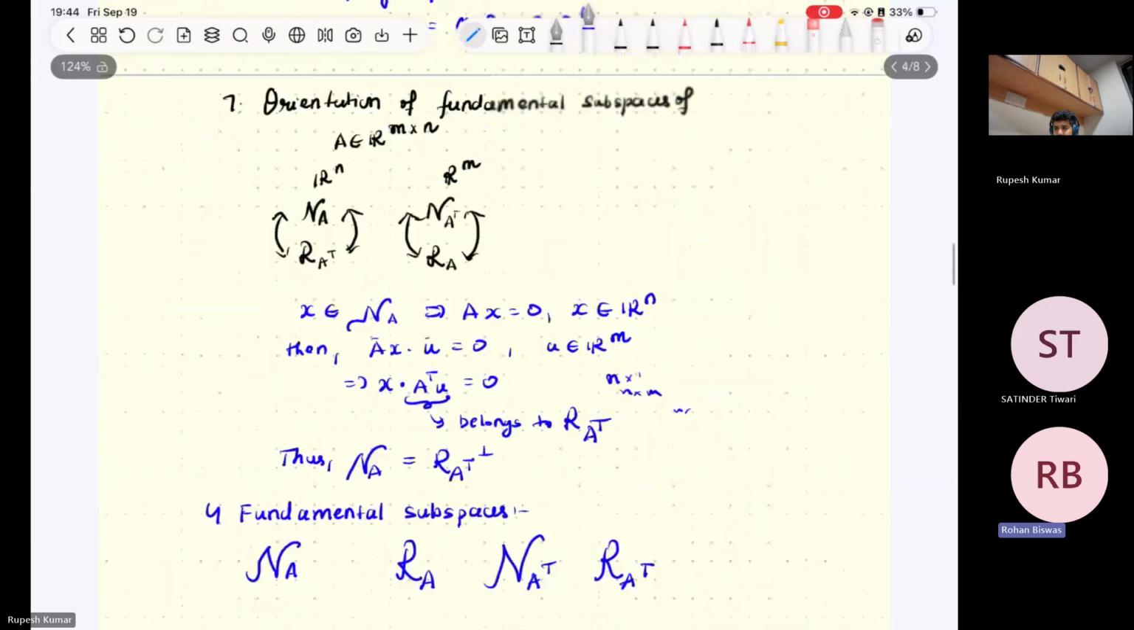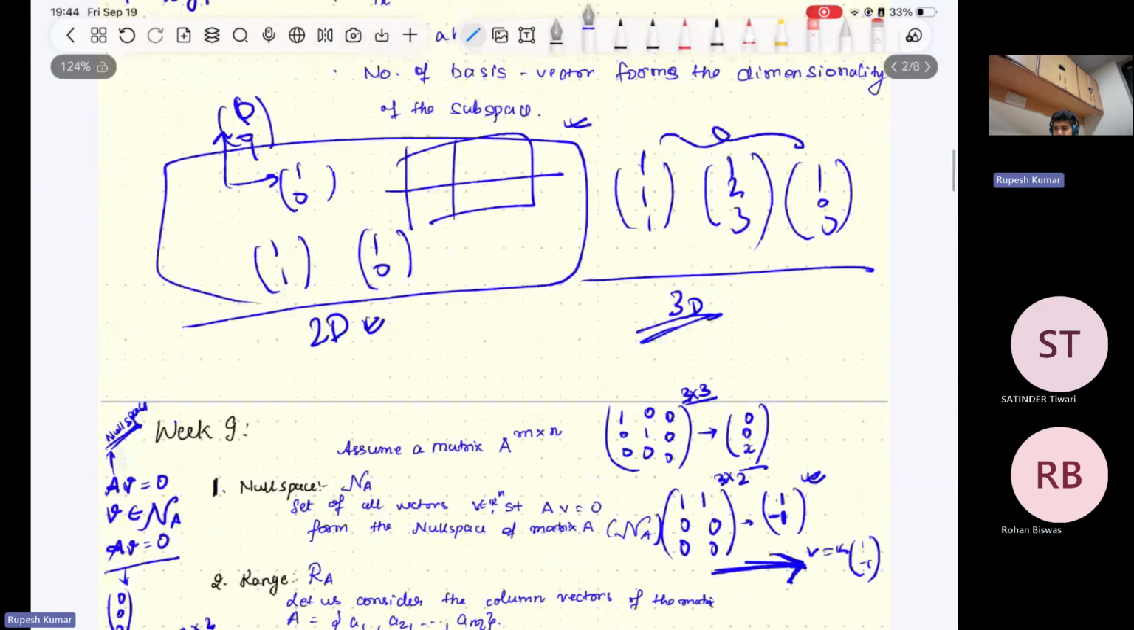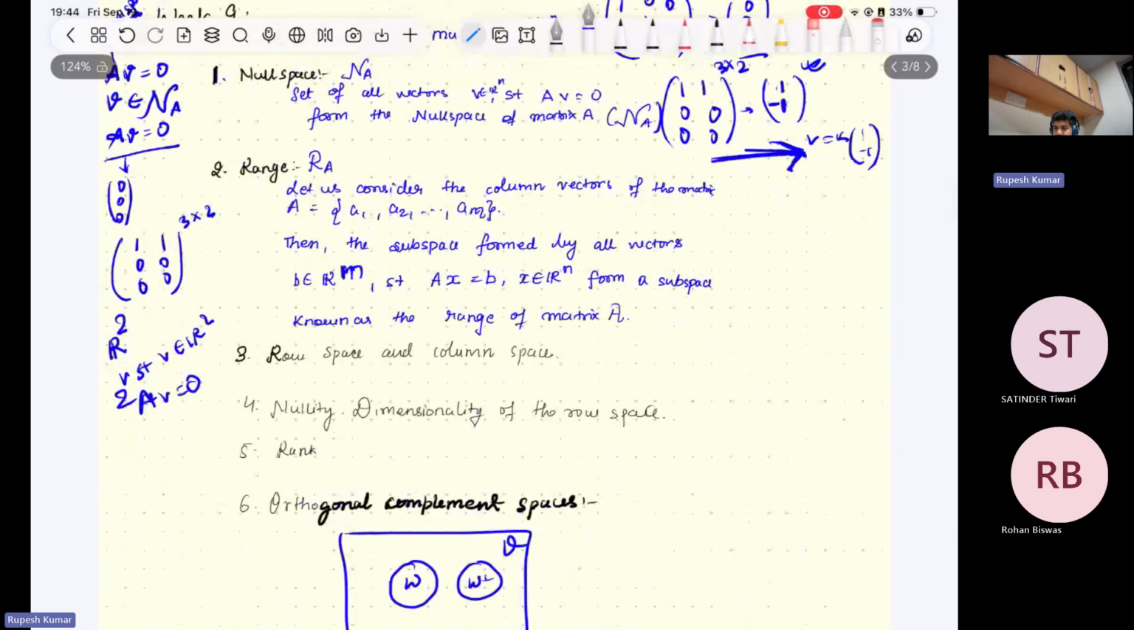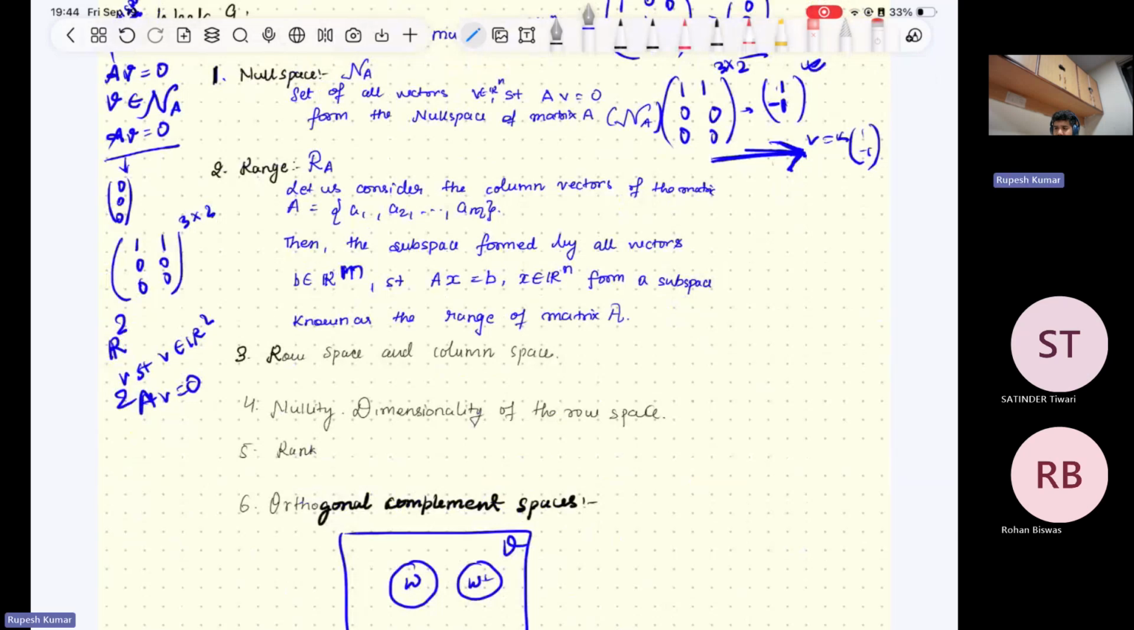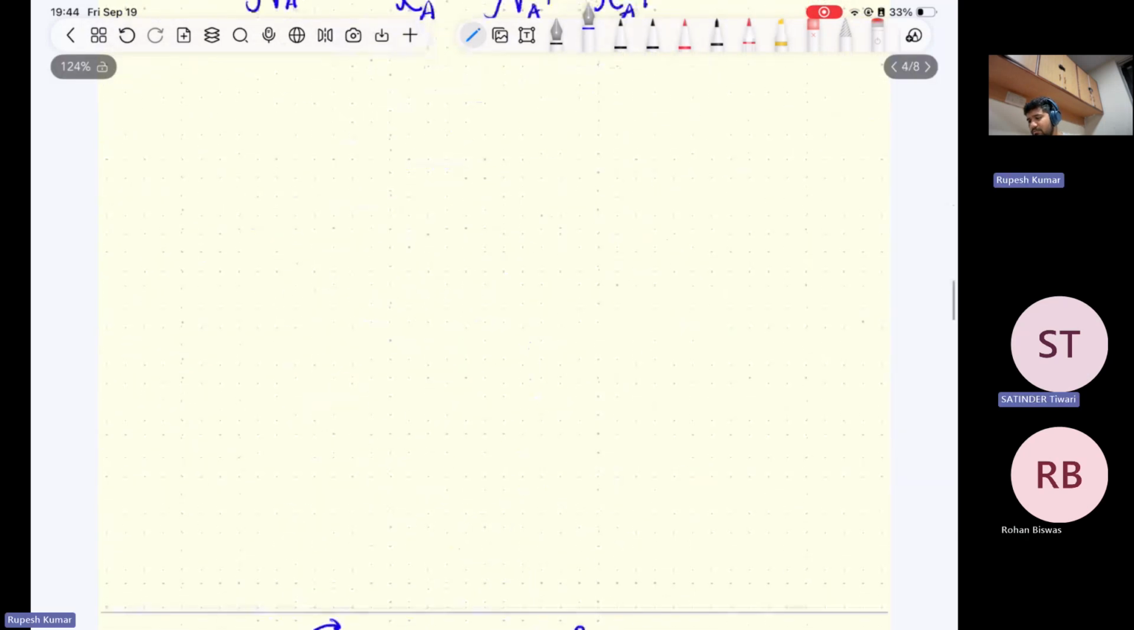Okay, fine. So let's move further. What is the rank nullity theorem? Now the next thing.